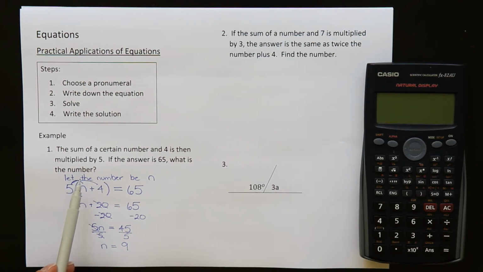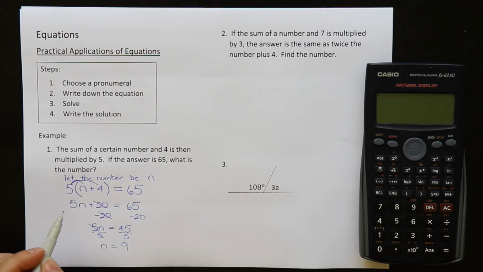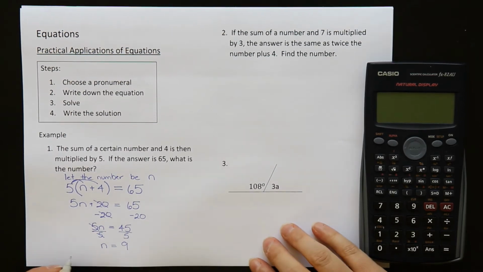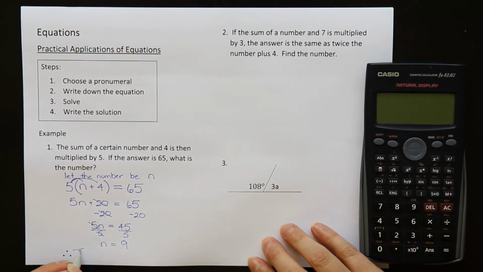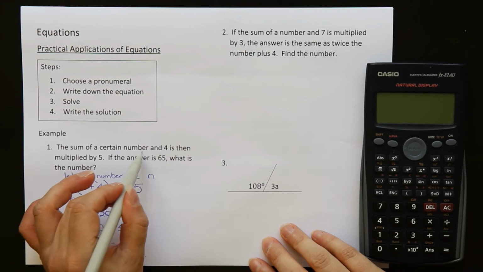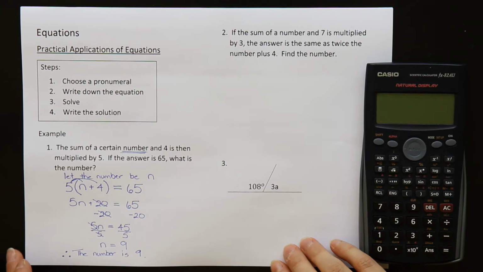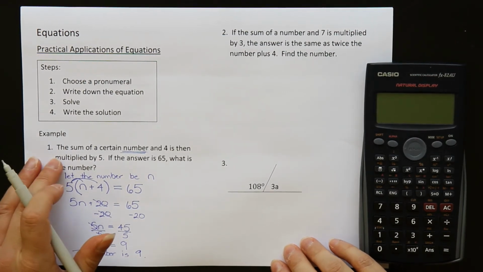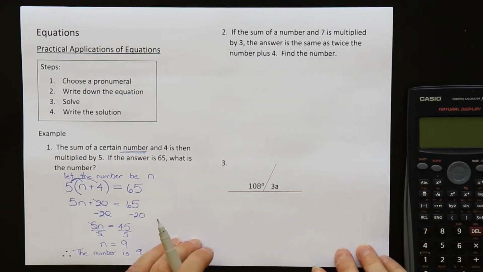So in this instance, we need to do step number 4 here, which is to write the solution. Just a short little sentence to write the solution down. So I would say therefore, so these 3 little dots means therefore, the number is 9. So the number that we were asked about up here in the question, the number is 9. Okay, so anytime that you have a wordy question like this, it is good to give a short little sentence answer. Let's try again in question 2.